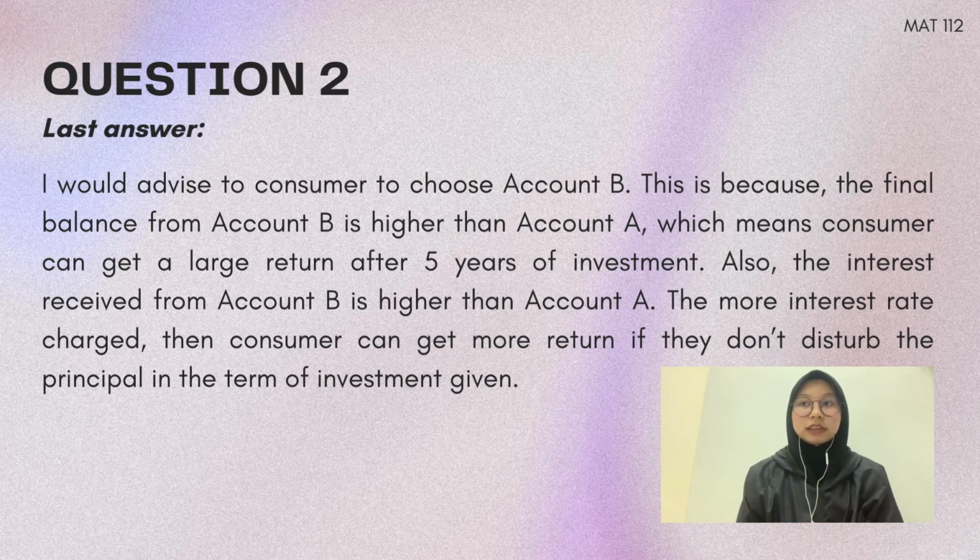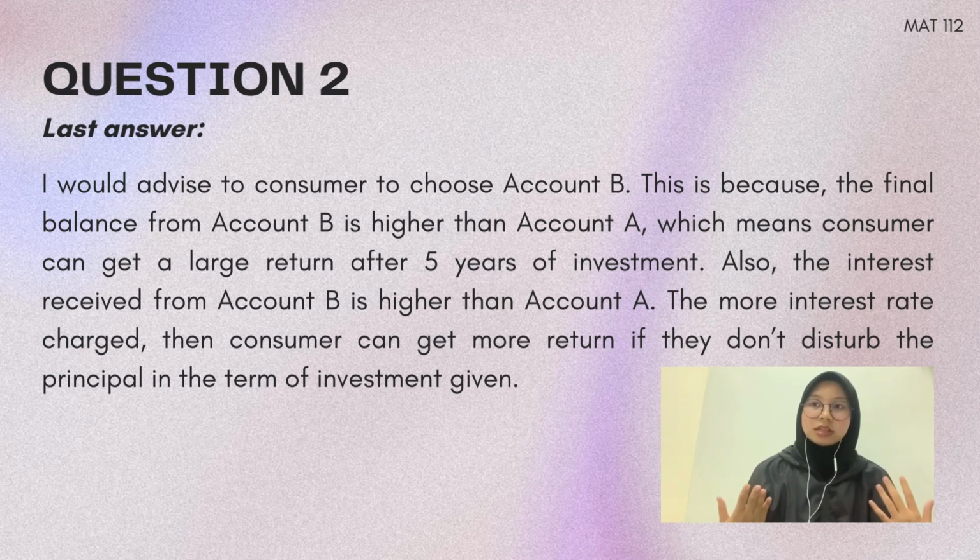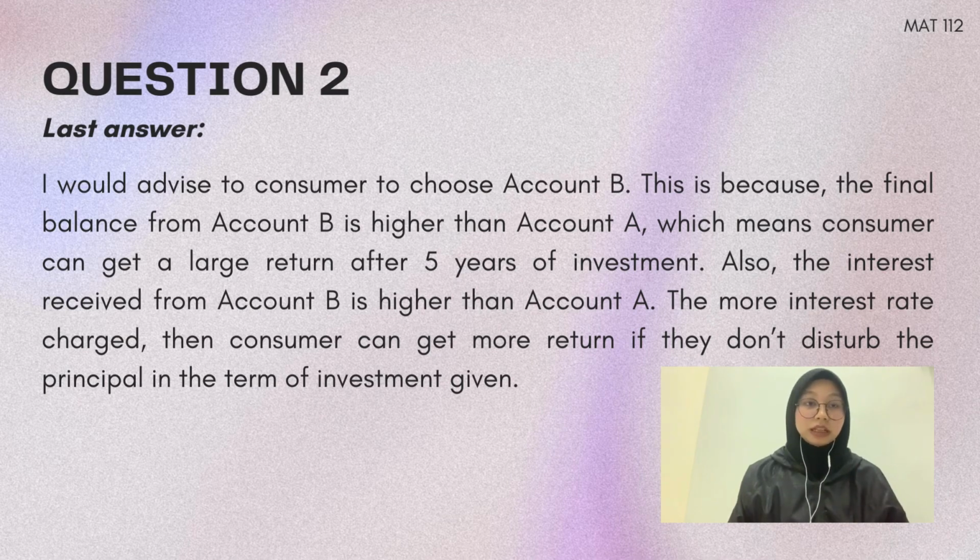So the last answer is I would advise the consumer to choose account B. This is because the final balance for account B is higher than account A, which means the consumer can get a large payment after 5 years of investment. Also, the interest received from account B is higher than account A. The higher the interest rate, the more return the consumer can get if they don't disturb the principal in the term of investment given. So that's all from me.